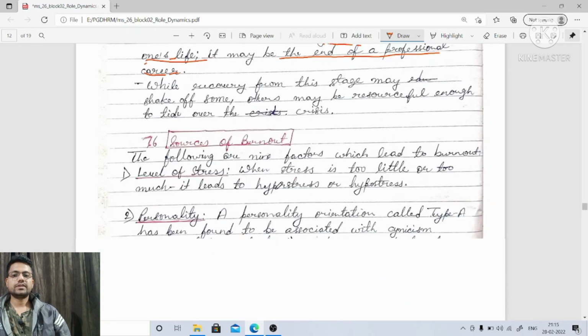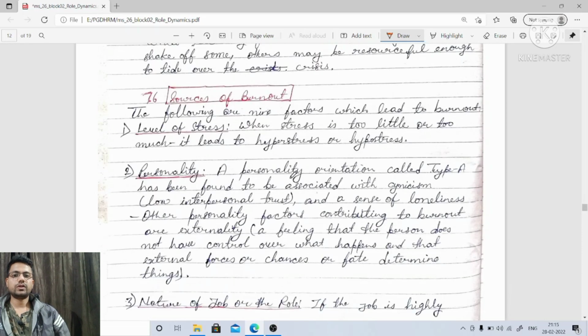Now next, sources of burnout. These are the different sources of burnout. The first source of burnout given is the level of stress. When stress is too little or too much, it leads to hypo stress or hyper stress. Too little stress is also not good, and too much stress is also not good. It means optimum stress is better for optimum performance.